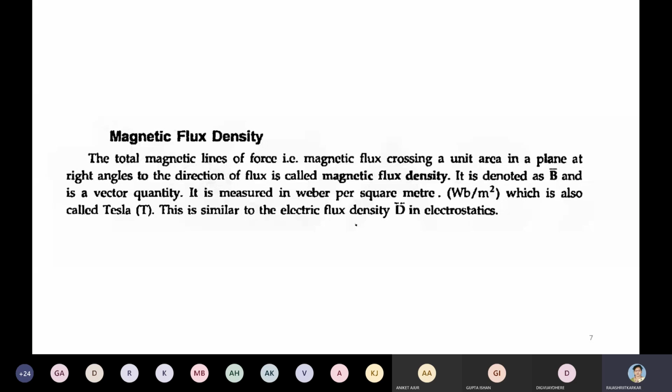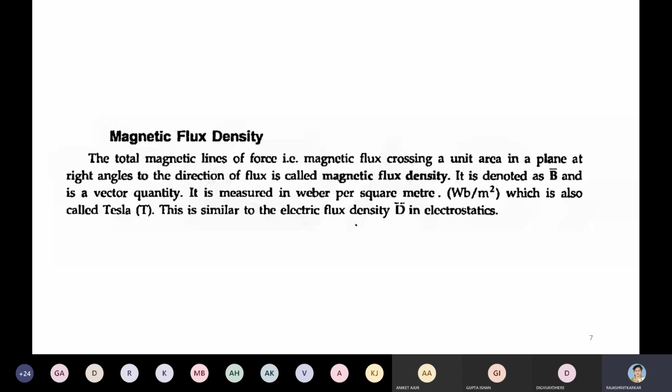Similarly, in electrostatics, we had measured this in terms of flux lines, in terms of D bar, that we call the electric flux density. And here it is B bar. So we know that in electrostatics, the relation between E bar and D bar was E bar is D bar upon epsilon, where epsilon is the permittivity of the material which is going to be used.